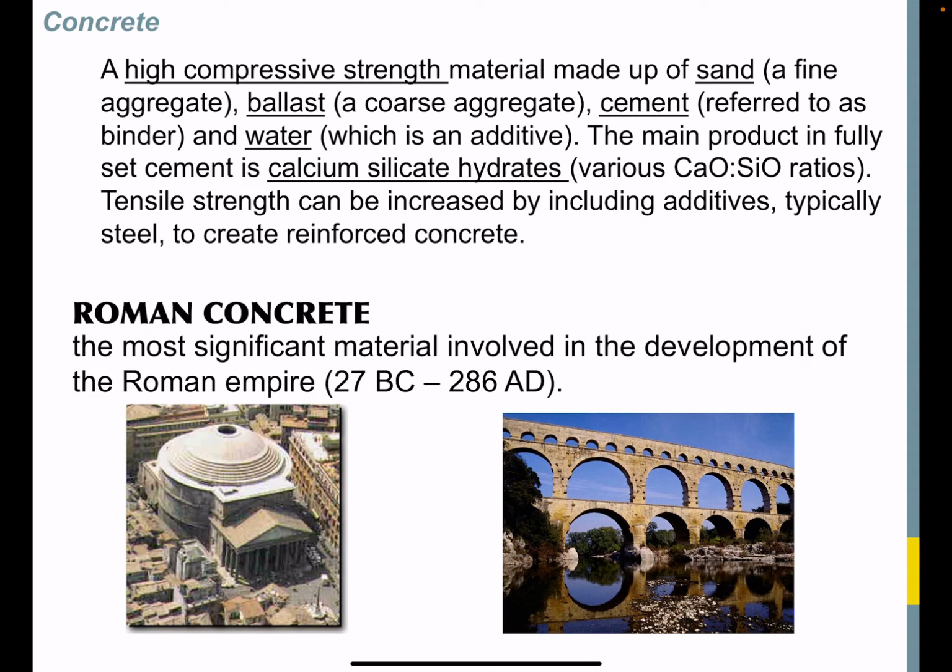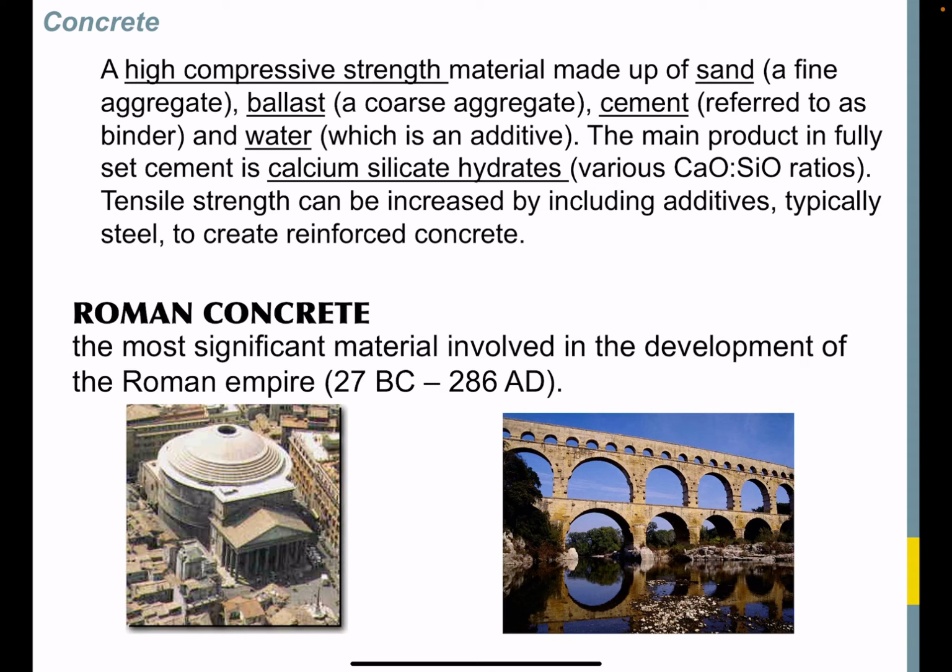So concrete, as we mentioned, is high in compressive strength and is known to be made up primarily of fine aggregates in the form of sand. It may include ballast, a coarser aggregate, and cement, which is the binder, and water, which is an additive. And a fully cured cement begets calcium silicate hydrates, and these calcium and silicon-based oxides end up in various ratios programmed by the formulation and can fine-tune the mechanical properties of the resulting cured cement.